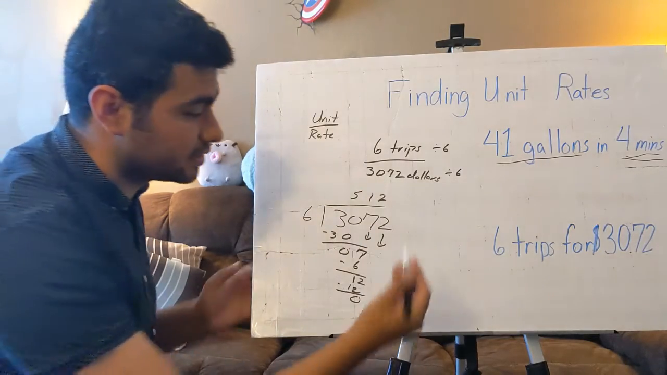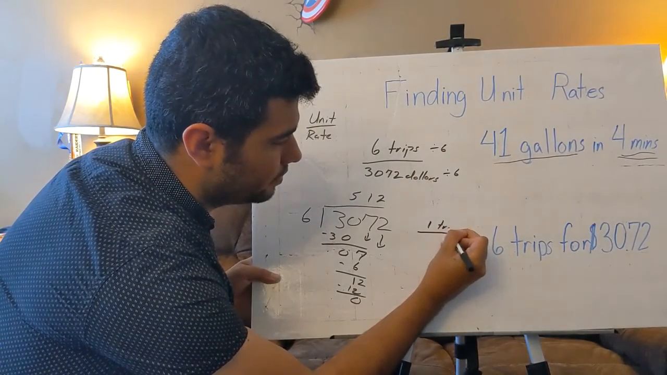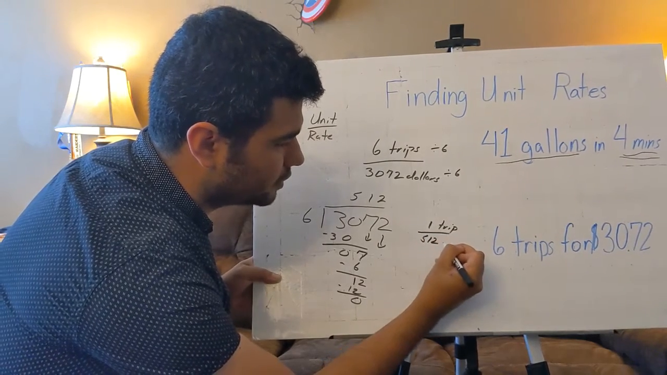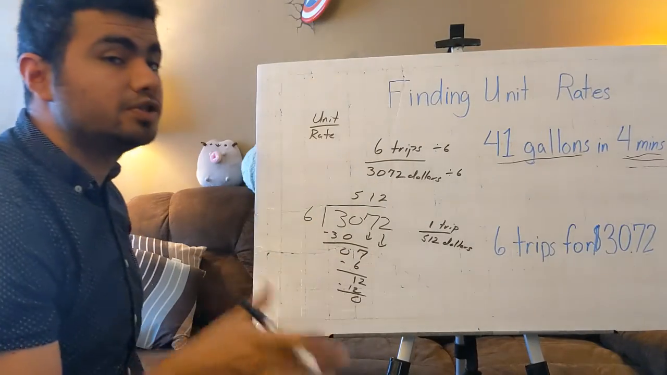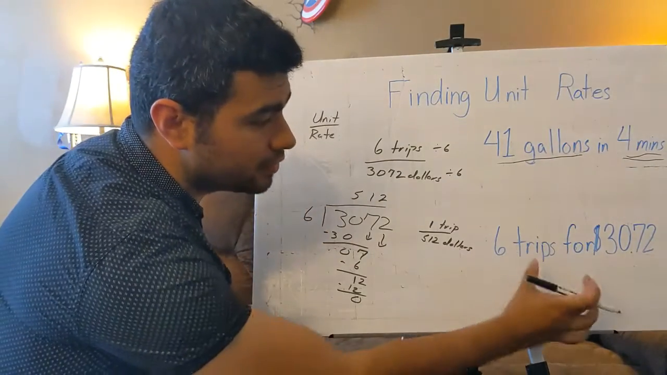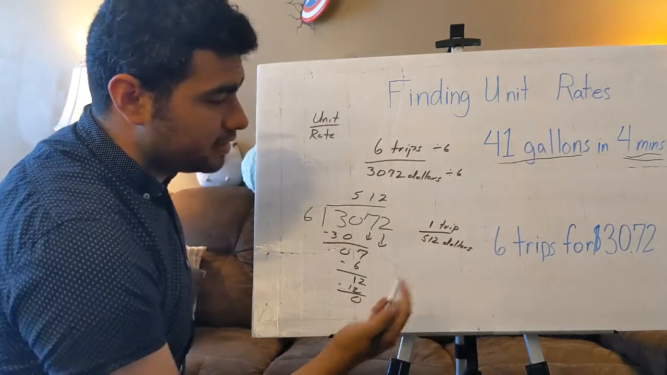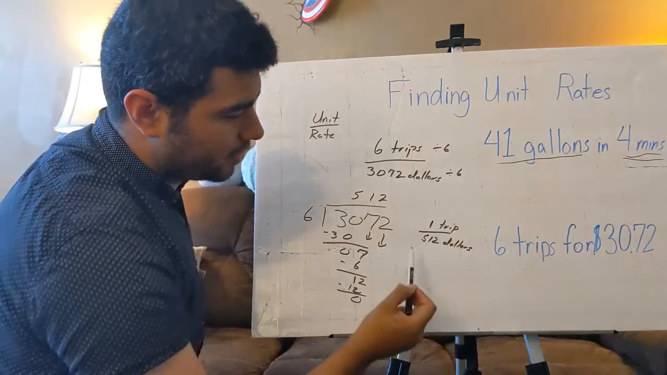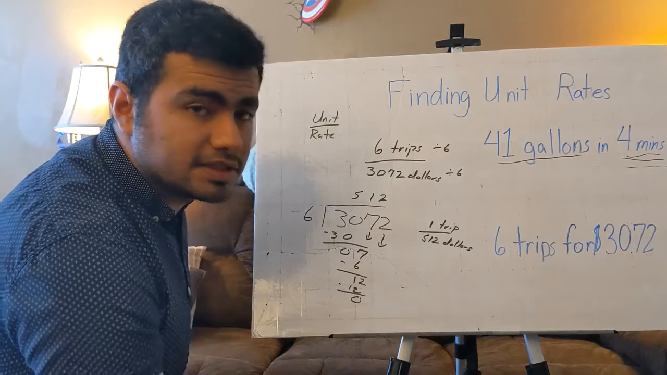Now I'm going to rewrite my answer. So 1 trip you can get for $512. That's my unit rate. If I need to put it into a sentence, I'm going to use the frame that they already gave me. Drop the 6 out of it, and then just say 1 trip for $512. And that's it for part 2.